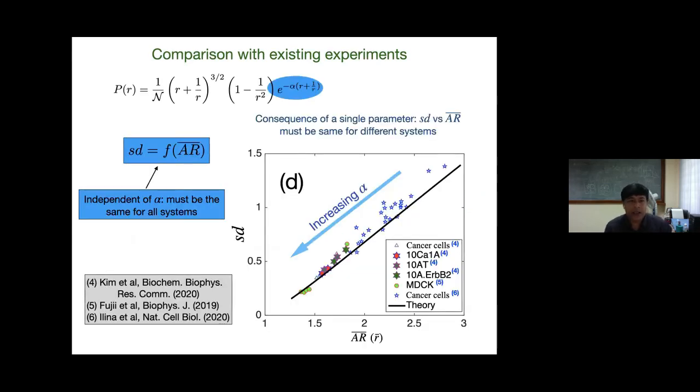The other aspect is the universal behavior of the standard deviation with respect to the average aspect ratio. So this is a consequence of a single parameter in the distribution. And so we also tested it in experiment, where we took data for different systems from different papers that we have listed here. And again, the agreement is quite remarkable. Here, this theoretical line is this solid line, and these are the experimental data. So this is not a fit, it's just the plot of the theory and the experimental data.